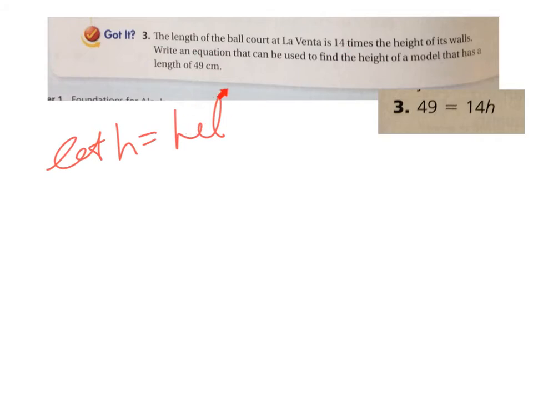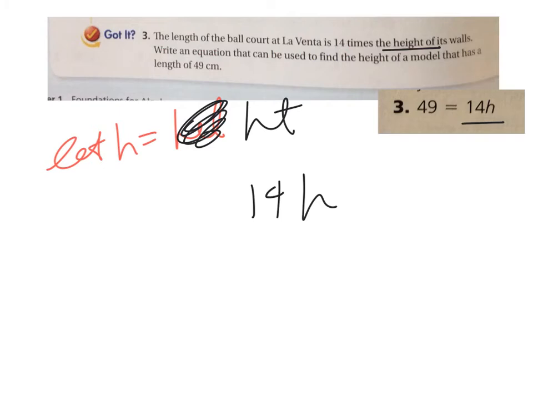I obviously can't spell the word height, so I'm just going to abbreviate it in this case. And it's not going to let me erase it, so h equals height. There we go. And again, look at the way it's defined. The length of the ball court is 14 times the height. So I can take that height, multiply by 14, and that equals my length of 49.